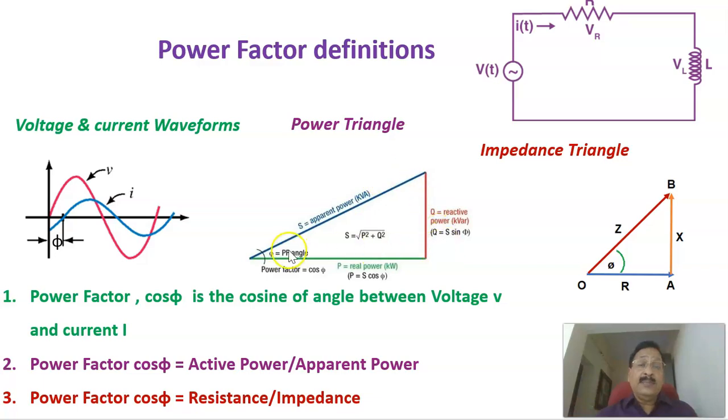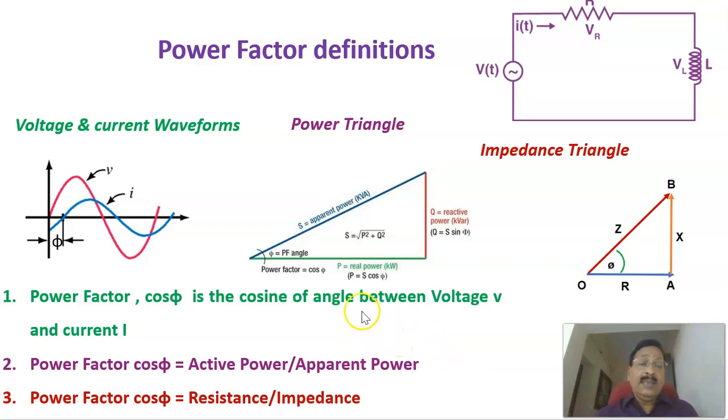The second definition is from the power triangle. In the power triangle, cos phi equals the active power divided by the apparent power, which is P divided by S. The third definition is from the impedance triangle. All are the same. In the impedance triangle, cos phi equals the resistance divided by the impedance, R divided by Z. Therefore, these are the three methods to define the power factor.